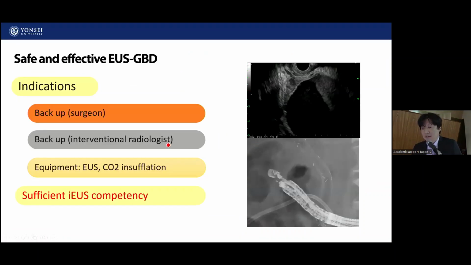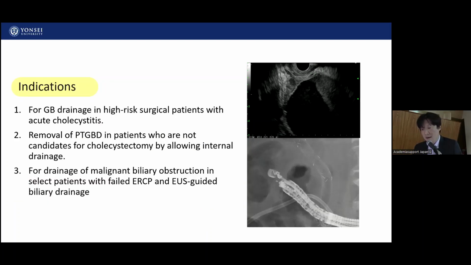For safe and effective EUS-GBD, we have to follow strict indications, and backup, including surgeon and radiologist, is required. In addition, special equipment is needed for the safe procedure, and most of all, the operator must have sufficient interventional EUS competency.